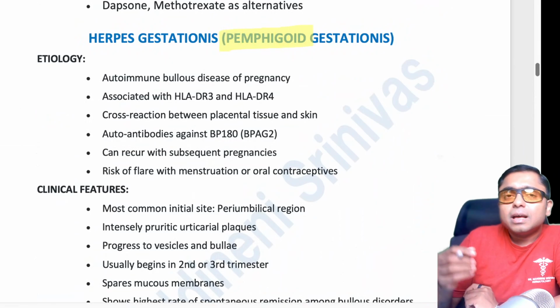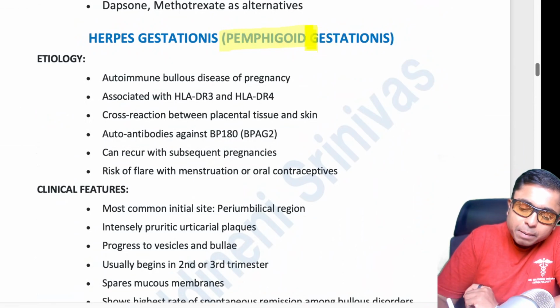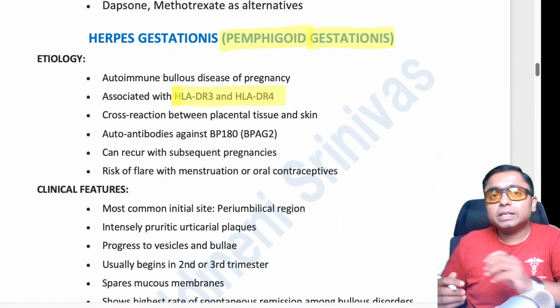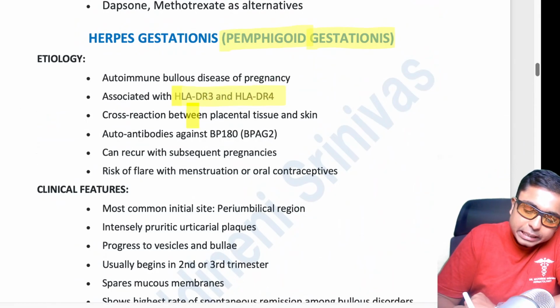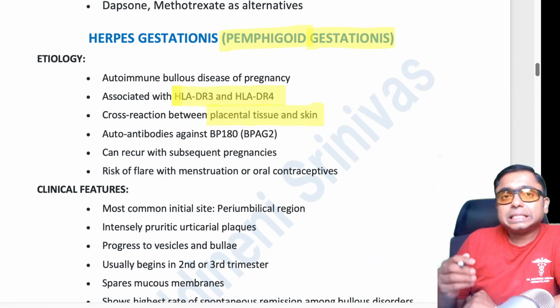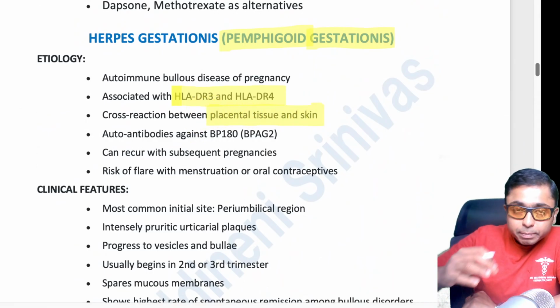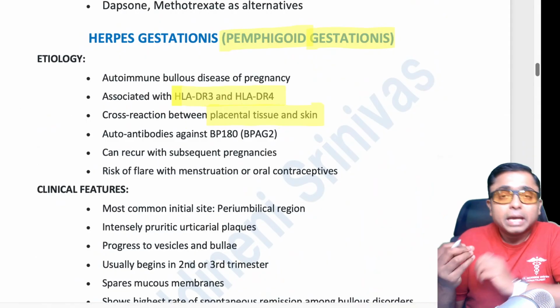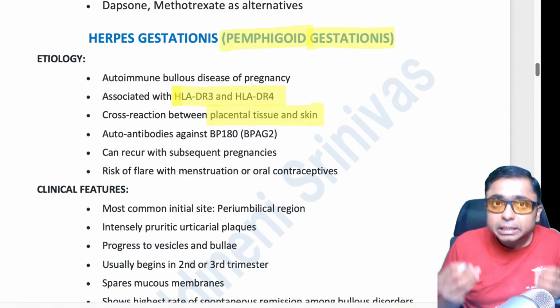So it is just a bullous pemphigoid which occurs in a pregnant woman. Okay, here you can remember there is going to be association of HLA DR3, DR4, and there could be cross reaction between the placental tissue and the skin of the mother, because of which there are going to be blisters seen in the mother. Very important.